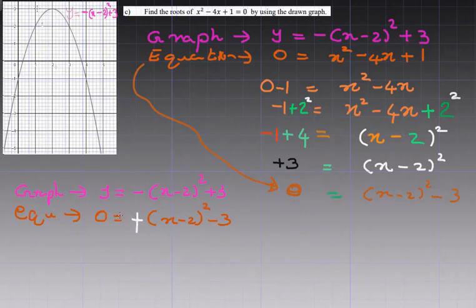A sign is not to be seen. We know when there's no sign to be seen, we have to take it as plus. And look at the number outside the brackets. In the graph's equation, it's plus 3. And in the equation we are supposed to solve, it is minus 3. All right.